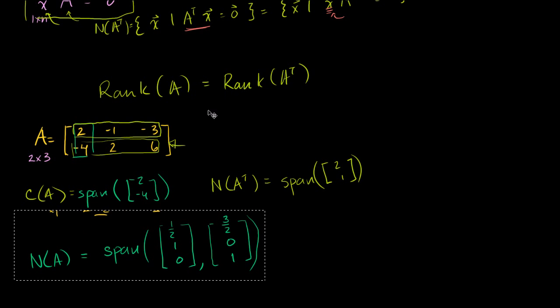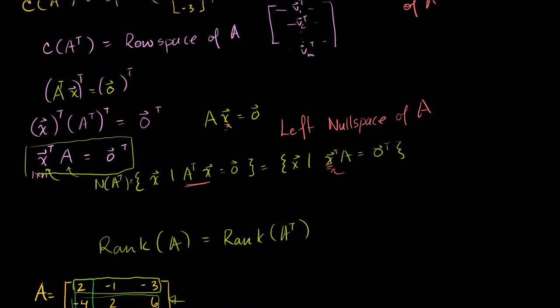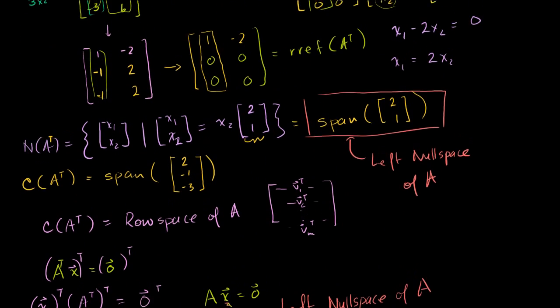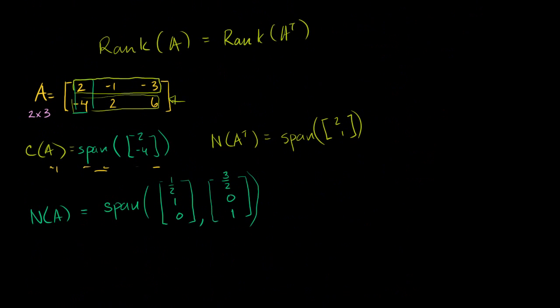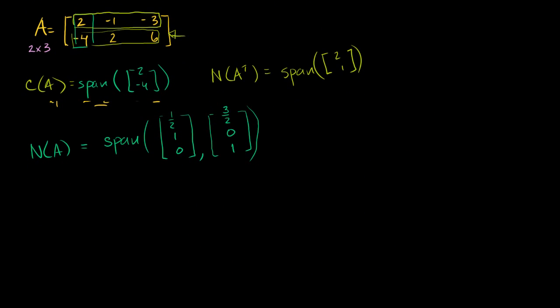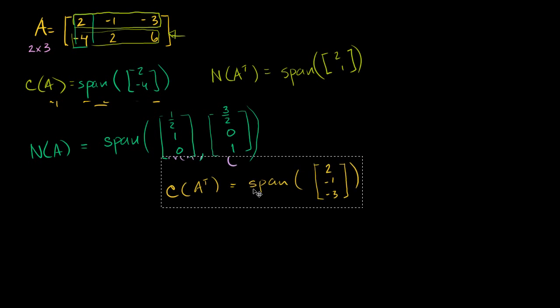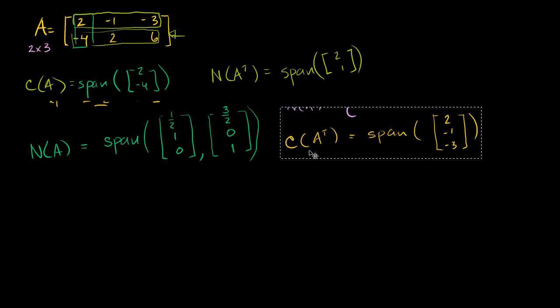And then finally, what was our row space, or the column space of our transpose? The column space of our transpose was the span of this R3 vector right there. So it's this one right here. And so let me copy and paste it. Just like that.